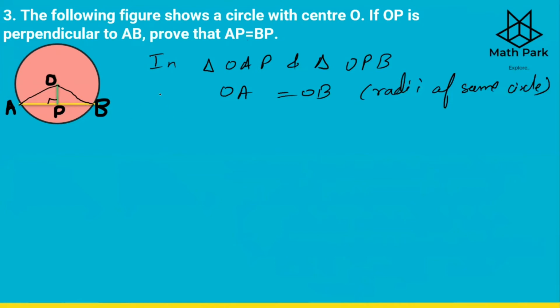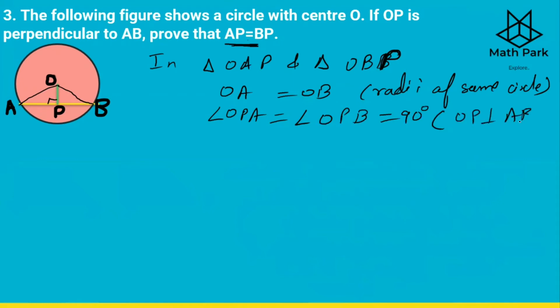The second thing you have to prove, AP is equal to BP. The thing is you are given this is perpendicular. So you have angle OPA is equal to angle O. Okay, I have written OAP, so I should write here OBP. This is very important. The correspondence OAP and OBP. So angle OPA is equal to angle OPB is equal to 90 degrees. Why? Because OP is perpendicular to AB, therefore it is 90 degrees.